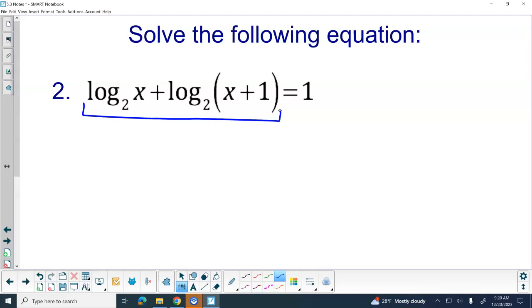My brain was just going 18,000 miles a minute. I love this solving log stuff.